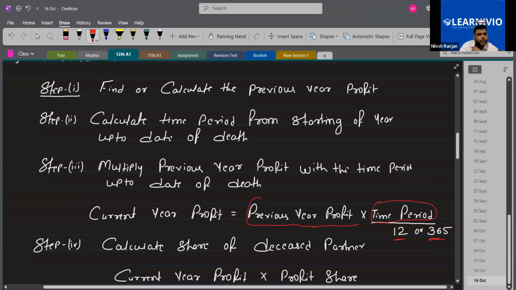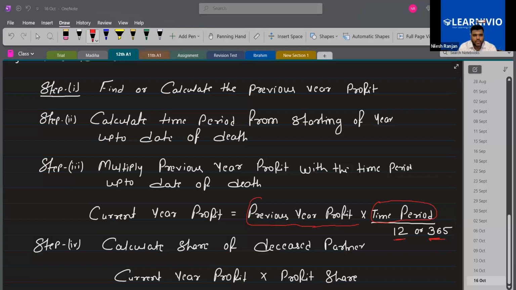Okay. You remember how to prepare a capital account, I think. Yes. Okay. So I'm sharing a question right now.